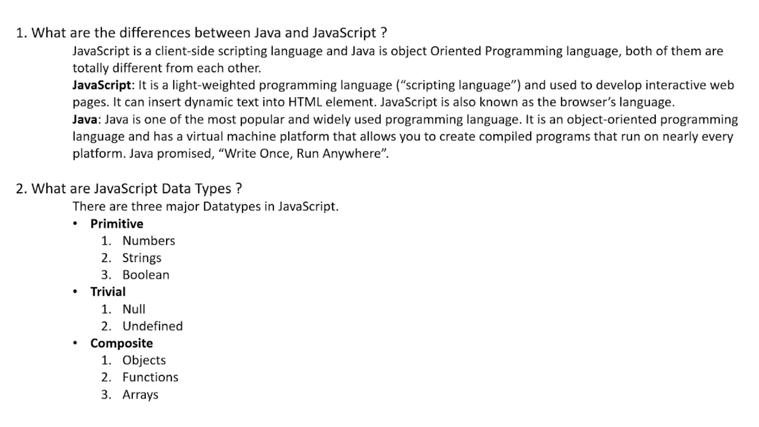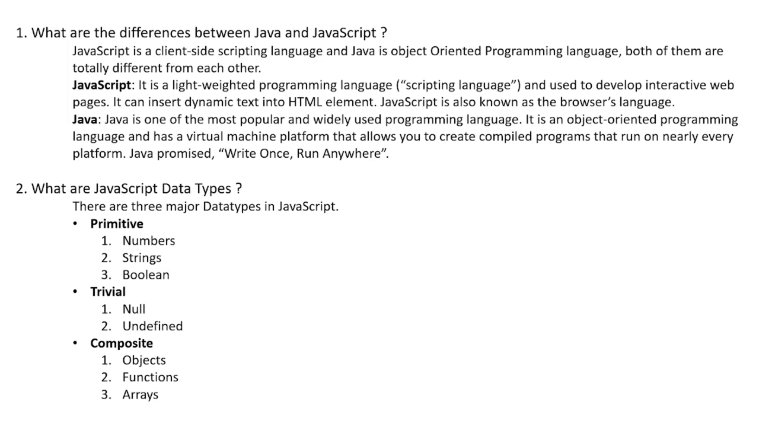JavaScript is a lightweight programming language, a scripting language, used to develop interactive web pages. It can insert dynamic text into HTML elements. JavaScript is also known as the browser's language. Java is one of the most popular and widely used programming languages. It is an object-oriented programming language and has a virtual machine platform that allows you to create compiled programs that run on nearly every platform. Java promised, write once, run anywhere.